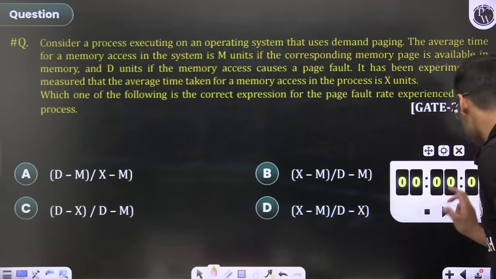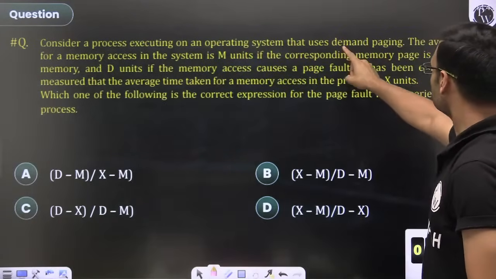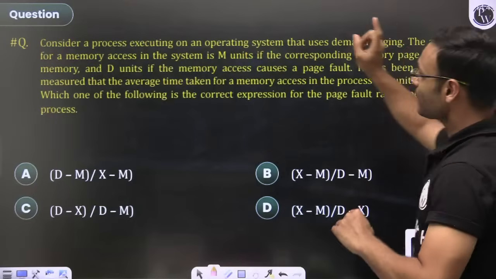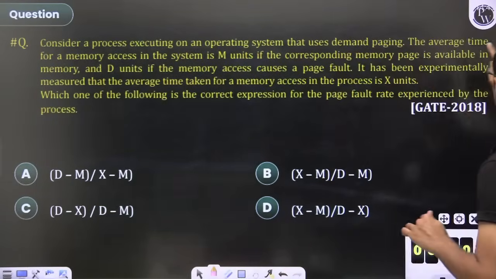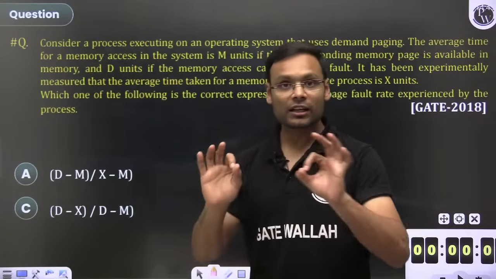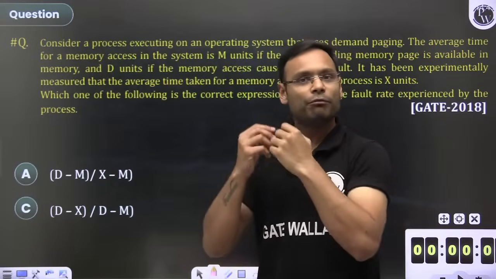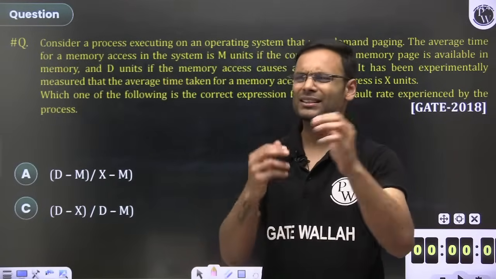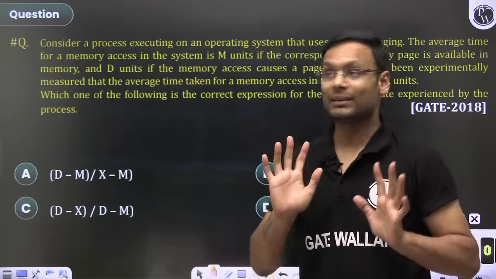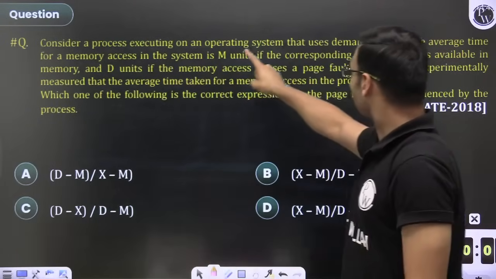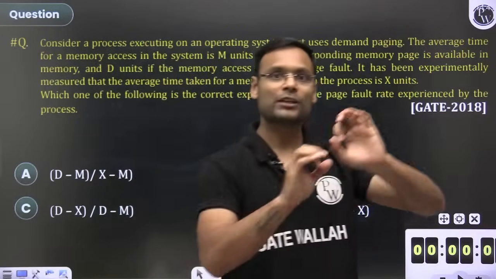A process is executing on an operating system that uses demand paging. The average time for a memory access in the system is M units if the corresponding memory page is available in memory. It is clearly mentioned that if the page is available in memory, the average time is M, which includes everything, page table access time, etc. When the page is available in memory, meaning no page fault, M time is needed, and D units if the page access causes a page fault. So if there is a page fault, D time; no page fault, M time.